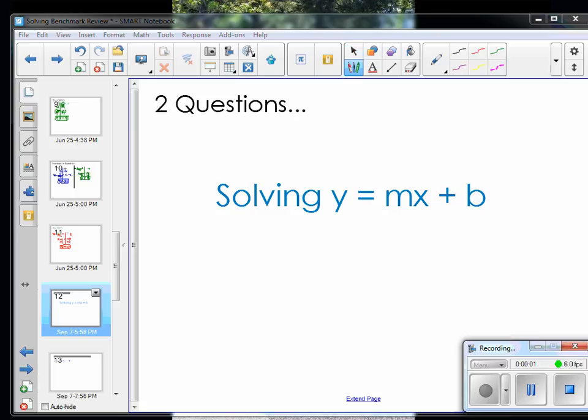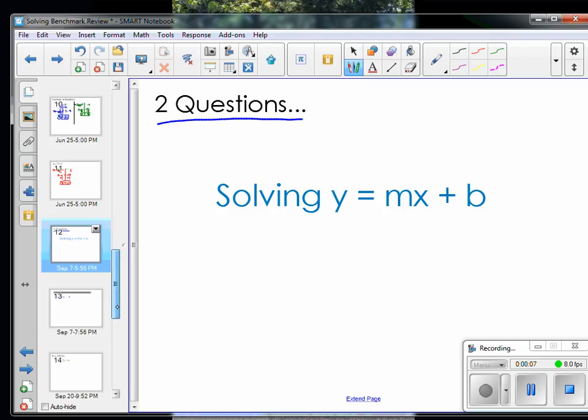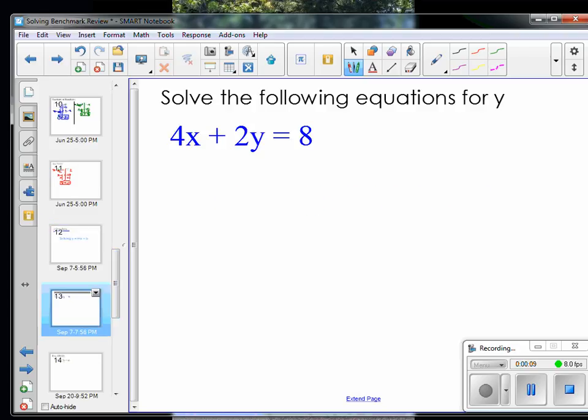All right, now we're going to move on to the last part of the benchmark. We're just solving for y equals mx plus b. There's two questions like that, and there's two questions where it's all letters. So we're going to start with this.